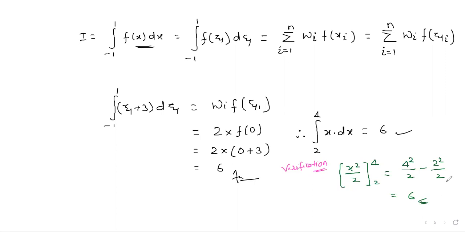So this is how we have to approach when the limit is different. When they change the limit and ask you to solve this by using Gauss quadrature, remember, before approaching the problem, you need to convert the limit to from -1 to 1, and then approach it the same as the previous problem. Okay.